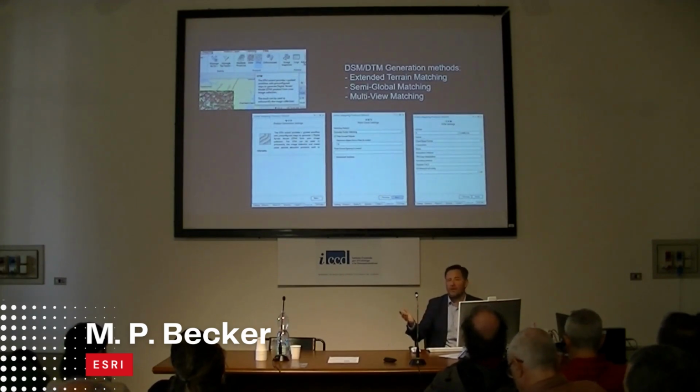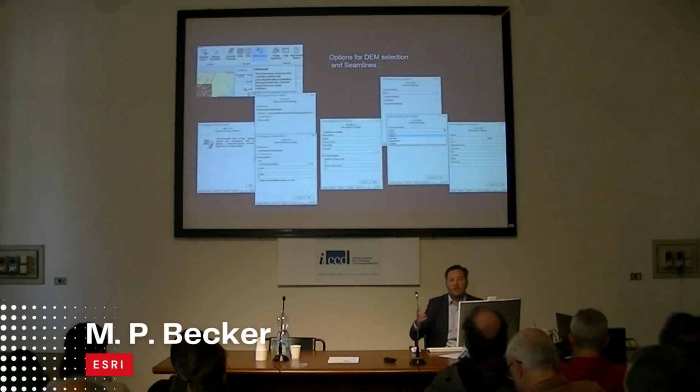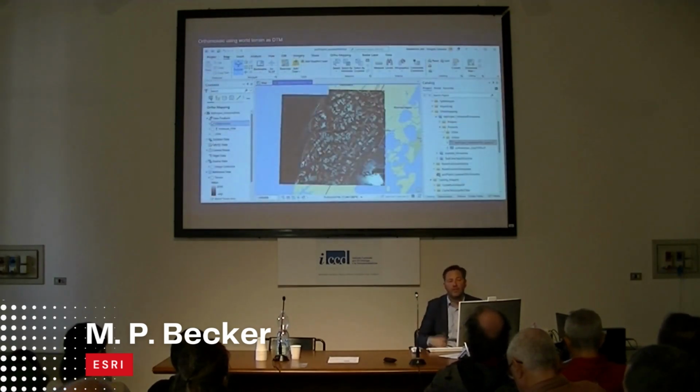There are multiple ways of generating the terrain model, using semi-global matching, multi-view matching, and others. Then you can define things like seam lines and the DEM that you want to use in the product, and generate the product. As a product, you can then publish that, and it becomes accessible as a service on the web.